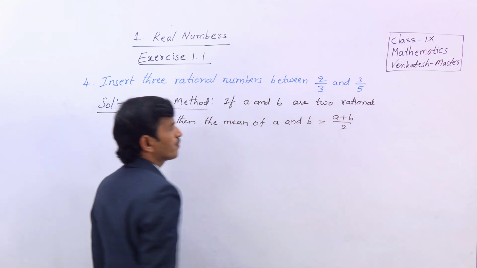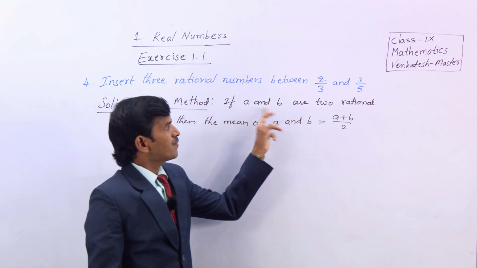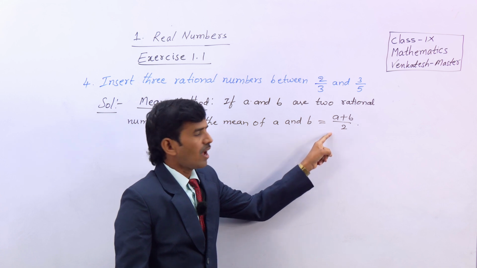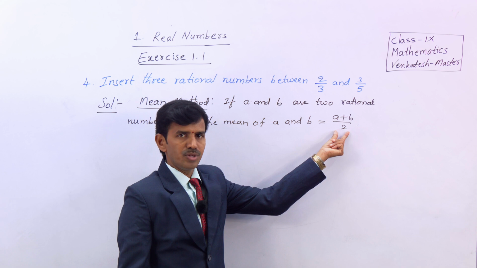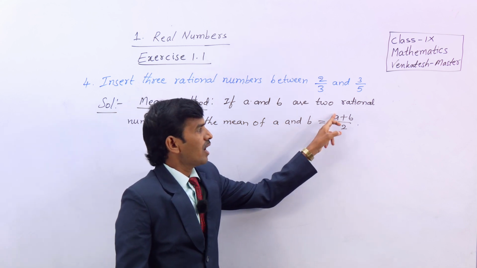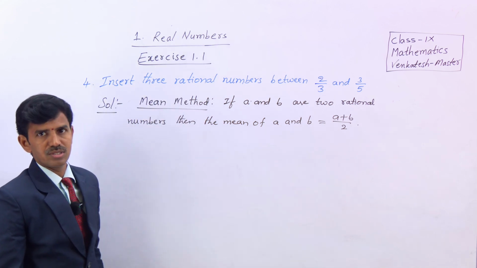by 2. If any 2 numbers are given, we can find their mean using what? By their average. Mean is nothing but average, the sum of 2 observations by the number of observations. Here, how many rational numbers are given? 2 rational numbers. Add and divide by 2, then their mid value is nothing but the mean of the given 2 numbers.